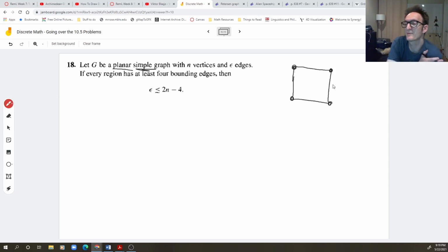Let G be a planar simple graph with n vertices and epsilon edges, if every region has at least degree 4. I hope they're not trying to mess with me. I hope it is to be understood that the graph is connected.